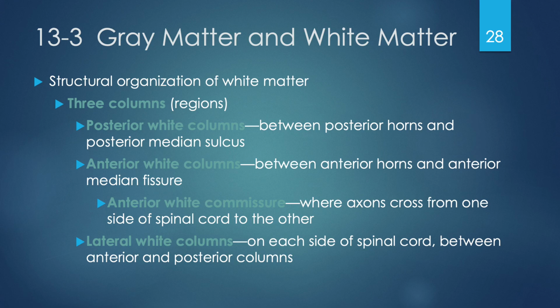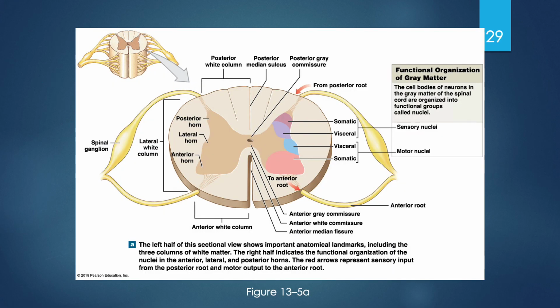So the axons can stretch out and communicate with the other side of the spinal cord. And then lastly, we have the lateral white columns. These are on each side of the spinal cord between the anterior and the posterior. So just think anterior, posterior, and stick the lateral in between them. Figure 13-5 in your text shows you both the gray matter and the white matter and how that is subdivided.